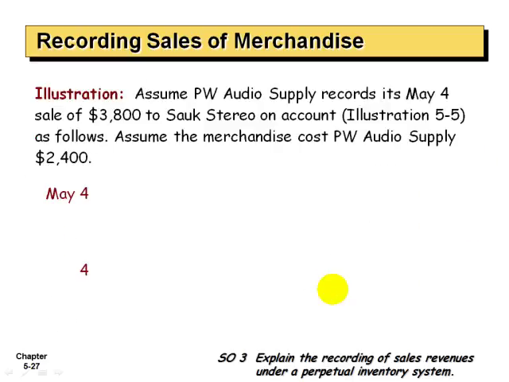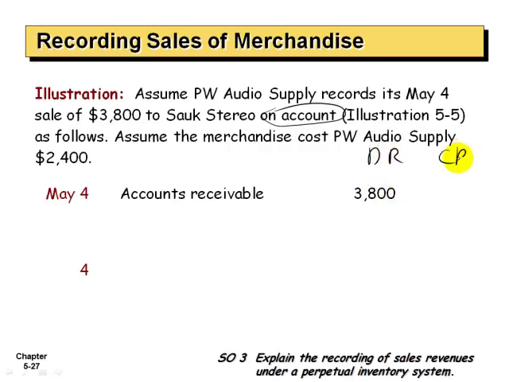So back to our example where PD Audio on May 4th is selling to Sock, our customer, $3,800 of merchandise on account. In other words, not a cash sale. So we debit the accounts receivable because we're waiting to collect the money, and the account being credited is our new revenue account called sales. So that's the first of two entries the seller has to record when we make a sale.